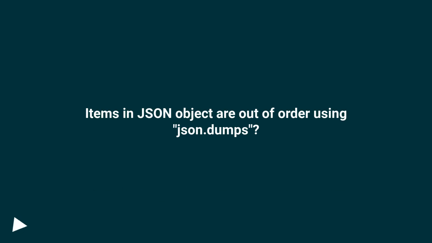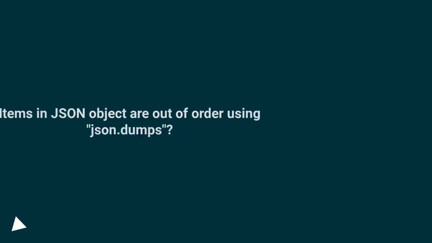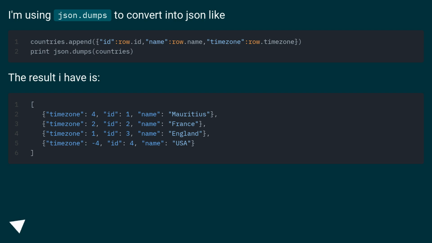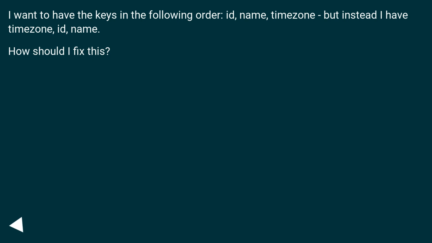Items in a JSON object are out of order using json.dumps. I'm using json.dumps to convert into JSON-like output. The result I have is... I want to have the keys in the following order: ID, name, time zone, but instead I have time zone, ID, name. How should I fix this?